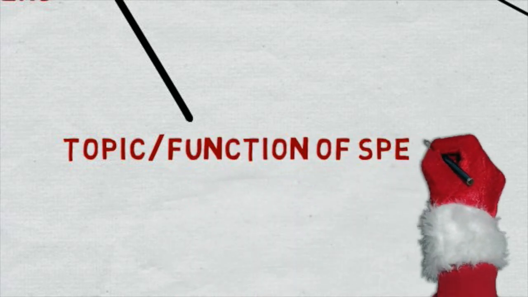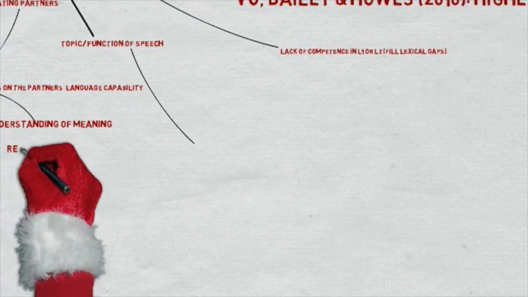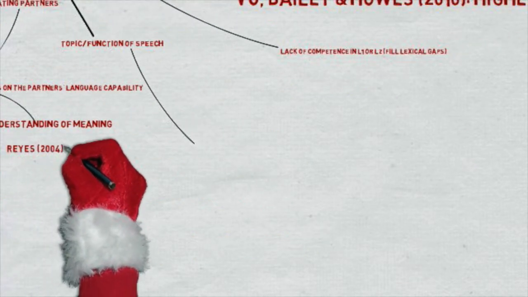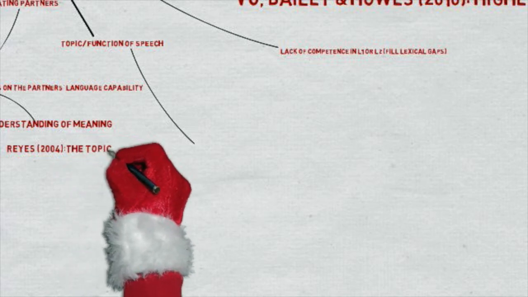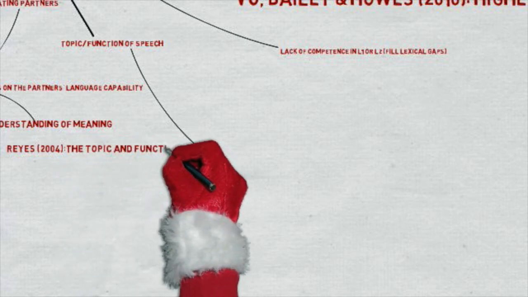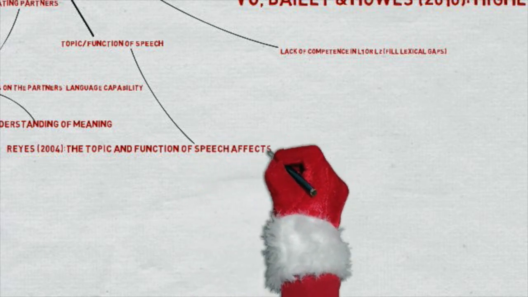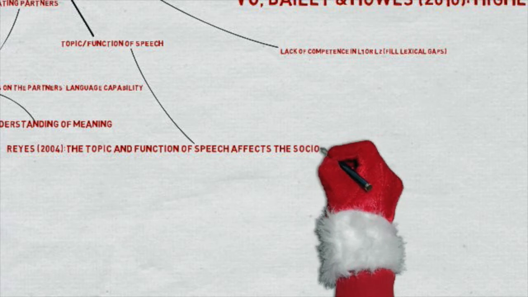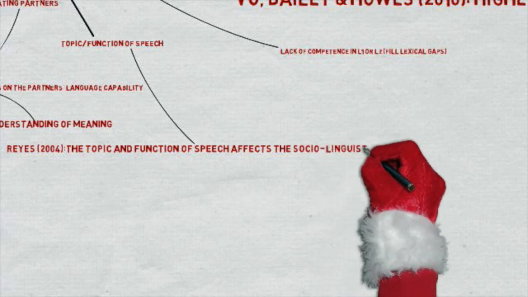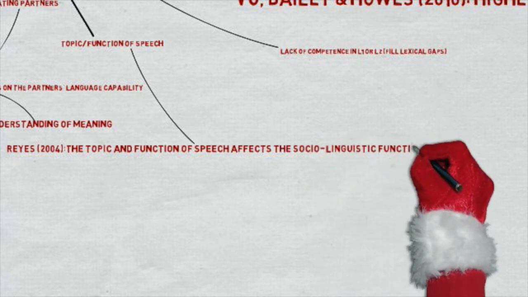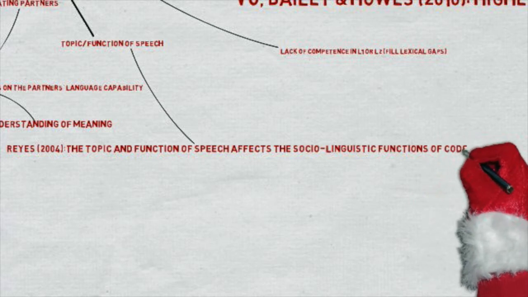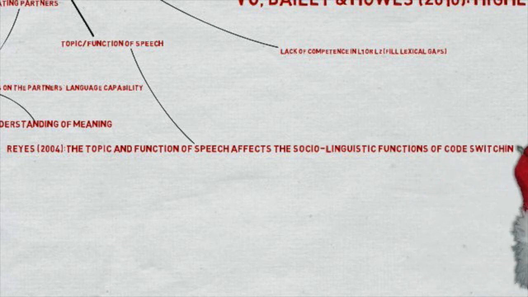The topic and function of speech affects the social linguistic functions of code switching. A study conducted by Reyes, which examined 7 and 10-year-old immigrant Spanish-speaking children in the United States, found that the type of code switching was dependent on whether children were engaged in social talk or talk pertaining to a school-related task. For example, it was found that the functions for which code switching was used in social talk differed from the functions for which code switching was used in school-related talk.